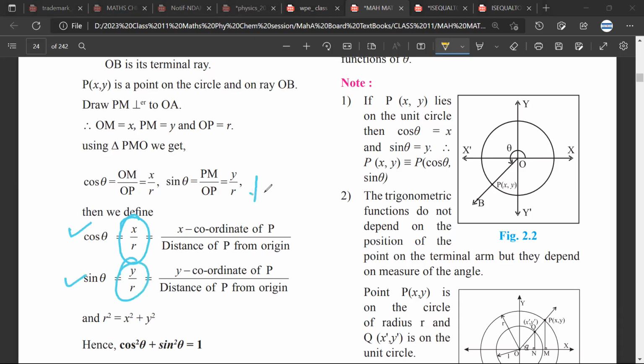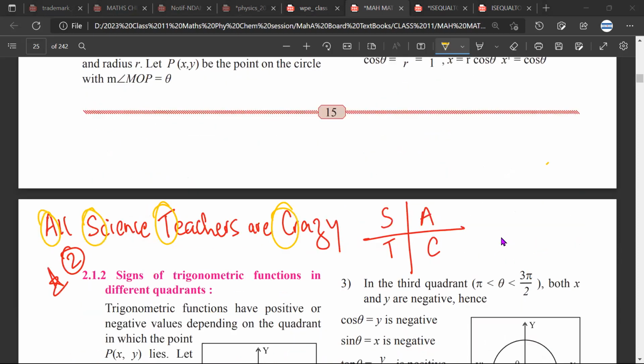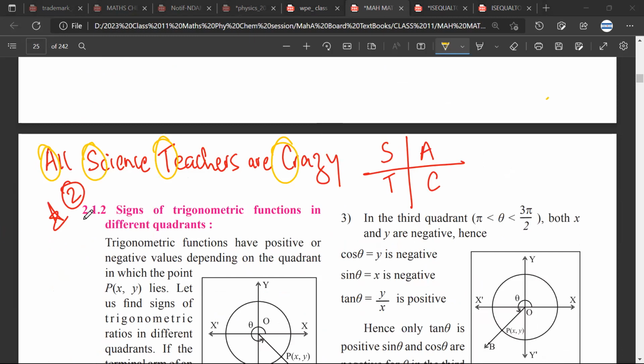And using this, we can define the value of tan as y upon x. Any doubt till here? No. So this is the first thing that we have done.